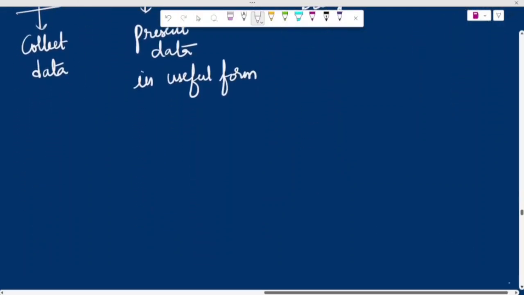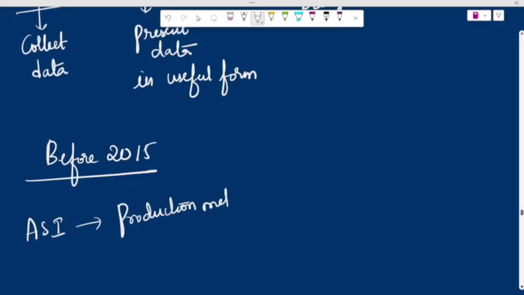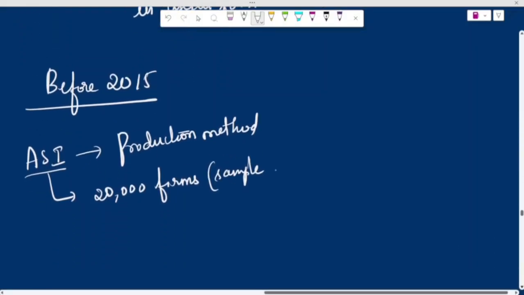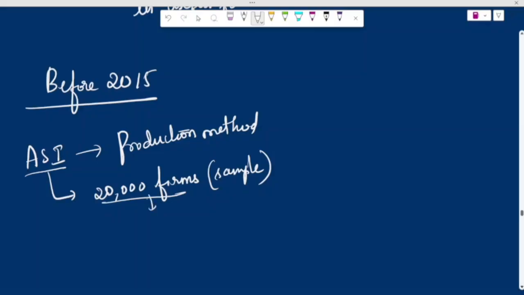Before 2015, as I told, we used to have the Annual Survey of India, and they used to use the production method. In this Annual Survey of India, they used to take only 20,000 firms, 20,000 companies as a sample, and get data from them. They used to ask them to please give data so that they could calculate. In that, industrial manufacturing industries were given more priority.